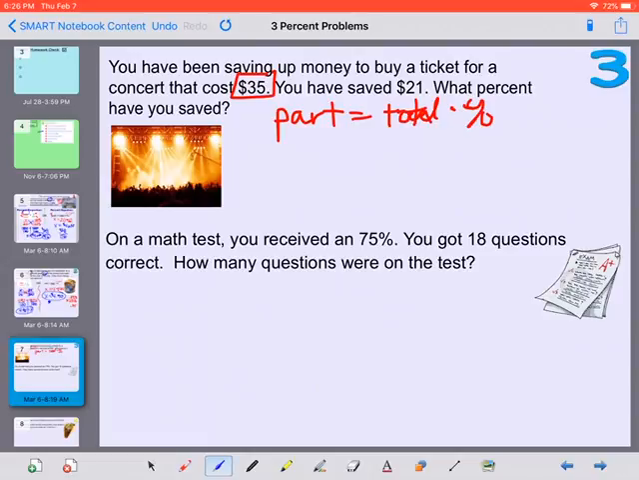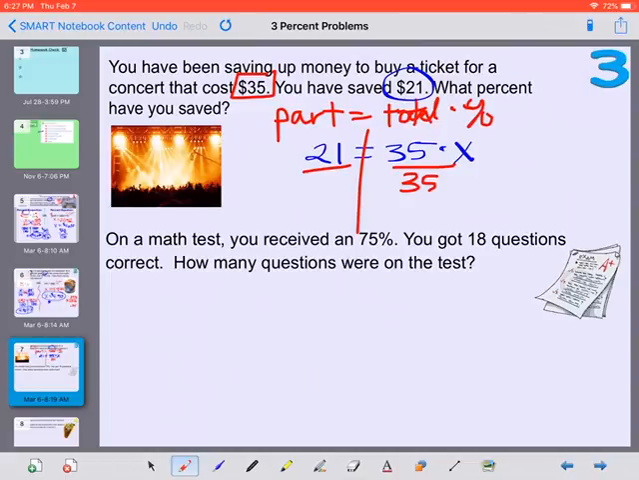So we know that the total price of the concert is $35. We know that the part is $21 that we've already saved. So we need to figure out what percent we have saved. If we want to get x by itself to solve this, you're really just dividing by 35, which is in fact doing part divided by the total. So 21 divided by 35 gives us 0.6.